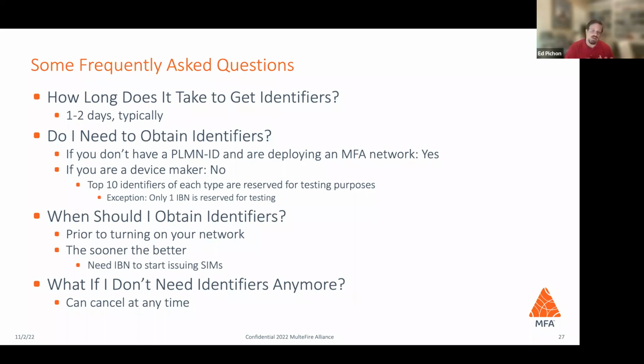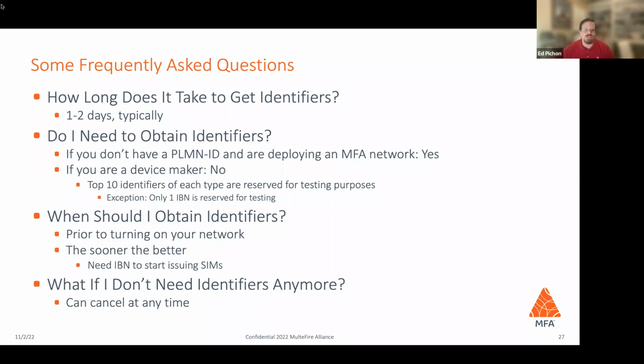Also, if you don't need identifiers anymore, you can, of course, cancel them, and we will return them to the pool of potential identifiers that we can assign in the future. Though to prevent any accidental collisions, we put them at the bottom of the pile. So any canceled identifiers will eventually get assigned, but at least initially they won't be reassigned for a while.